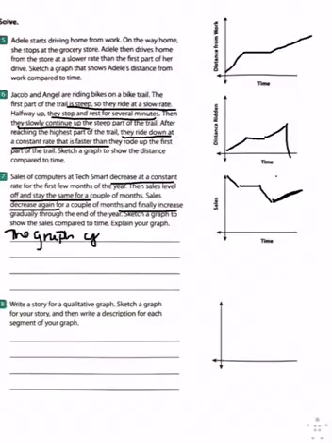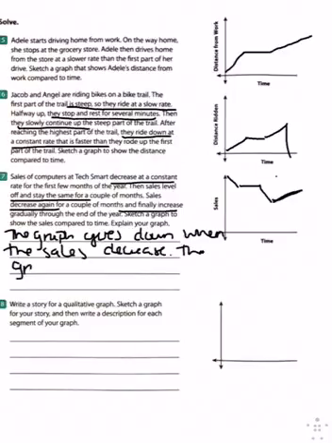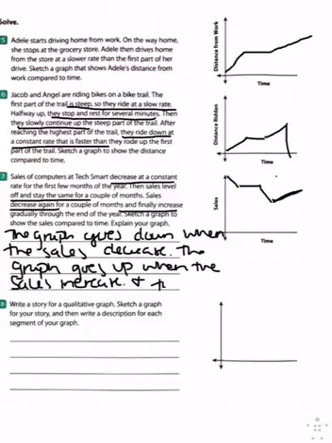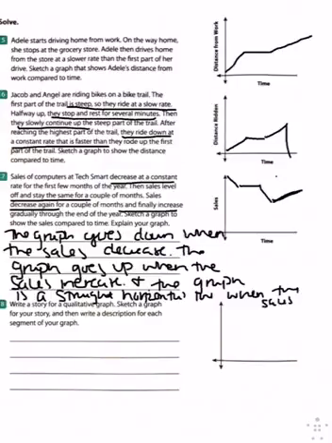The graph goes down when the sales decrease. The graph goes up when the sales increase, and the graph is a straight horizontal line when the sales stay the same.